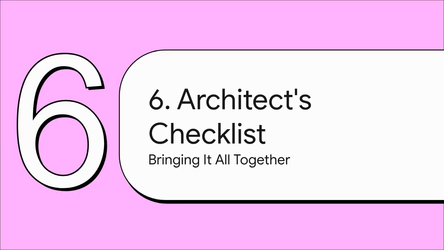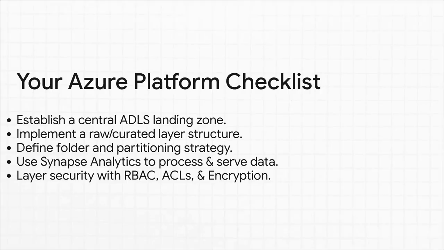Whew, we have covered a lot of ground, from that first landing zone all the way to processing and security. So, to bring it all home, let's just condense our entire design into a simple, actionable checklist that any architect can use when they're building on Azure. So, here's your checklist. It all starts with that central data lake. Get that set up first. From there, you implement the raw and curated layers. Then, define that smart folder strategy to guarantee performance. After that, you bring in Synapse to be your analytics engine, and finally, you wrap the entire thing in those layers of security. If you follow these steps, you are well on your way to a world-class data platform.